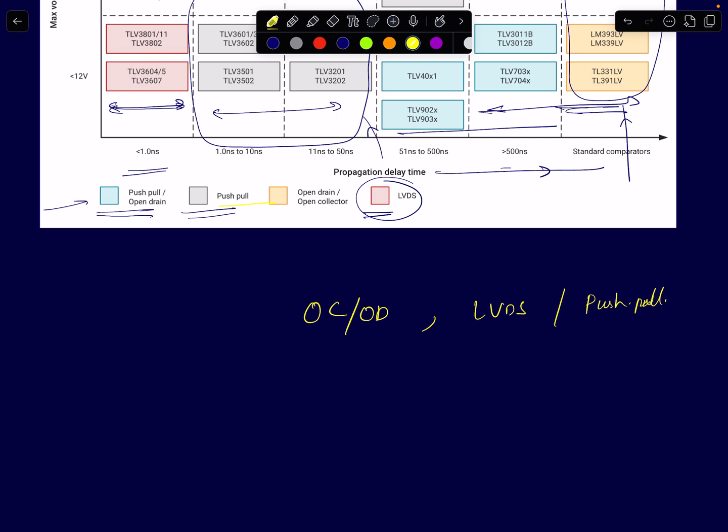So in the next lecture onwards, I'll start discussing more about comparators like Schmitt triggers and so on. Okay, thank you.